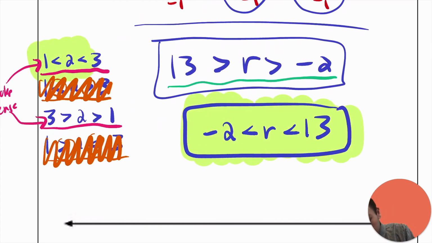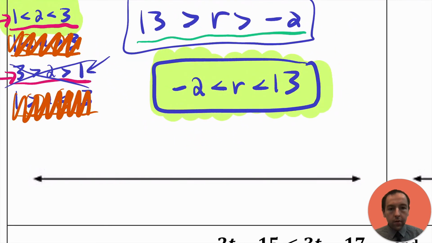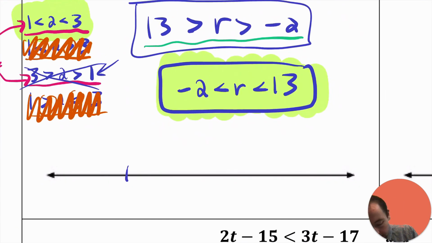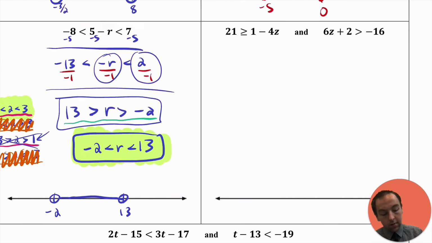So similarly, you should always write it like that versus like that. You don't want to do that, even though, like I said, that makes sense. Most often you want to have the smallest number at the left-hand side. And then, to graph this, you've got -2 and then 13. You're going to have open circles for both of the endpoints since it's just strict less thans. Excellent.